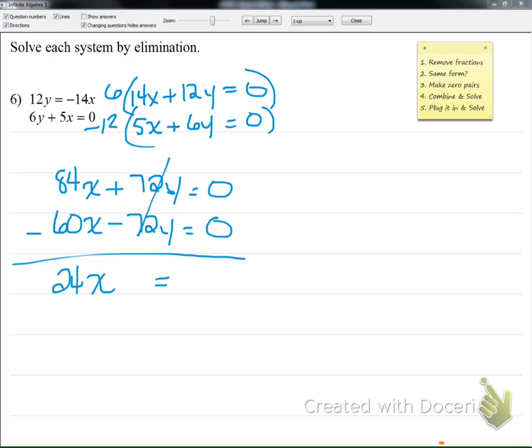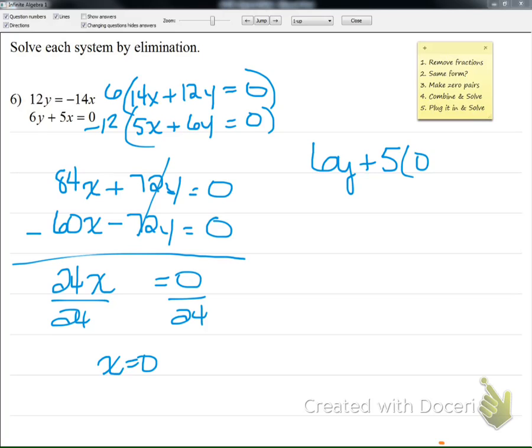24x is equal to 0. Divide both sides by 24 to get x all by itself. x is then equal to 0. Push pause if you need to still copy. Alright, ready to plug in. I chose the bottom equation, 6y plus 5x, I replace the x with the 0 and equals 0.